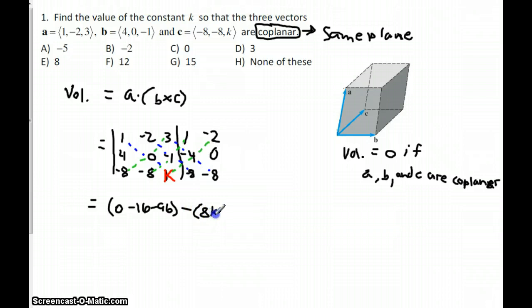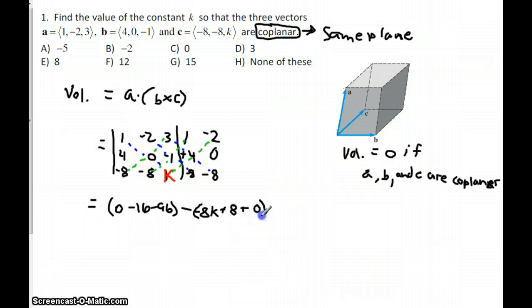8k positive. Oh, that 4 is not negative. I'm sorry. That 4 is positive. So that was a negative 96. Okay, we're good. Sorry about that. And now this is actually a negative 8k. And then we have a positive 8. And then we have a 0 for the third diagonal.